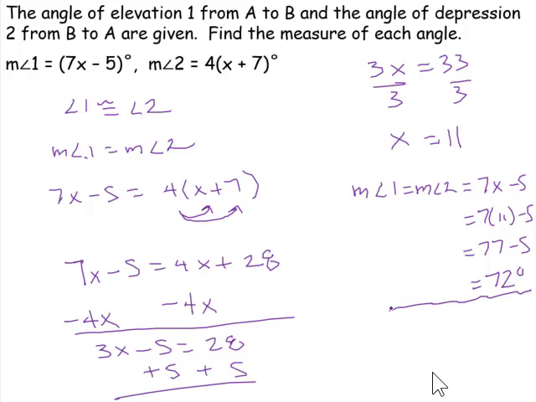We really don't have to plug it into the second one unless we wanted to check to see if we were correct in case we made a mistake. And that would be the measure of angle 2 is equal to 4 times 11 plus 7. And that would be 4 times 18. And 4 times 18 is the same thing as 72 degrees, so it checks out. So the measure of angle 1 and the measure of angle 2 both equal 72 degrees.